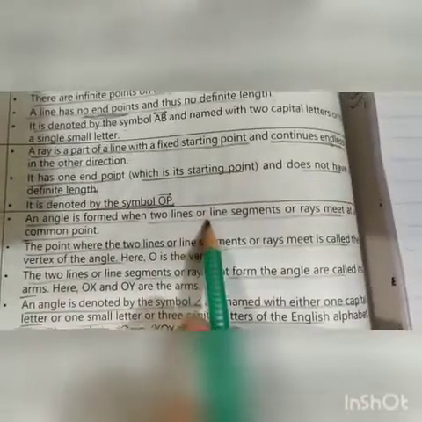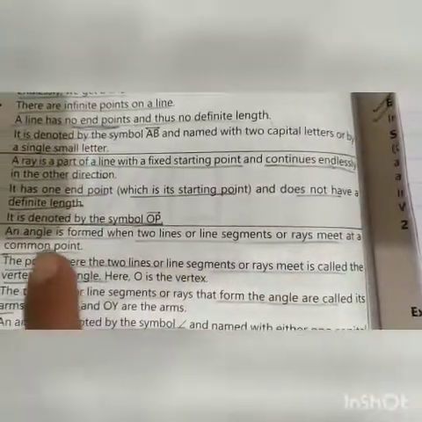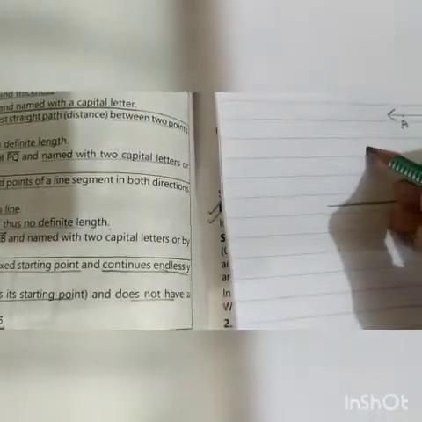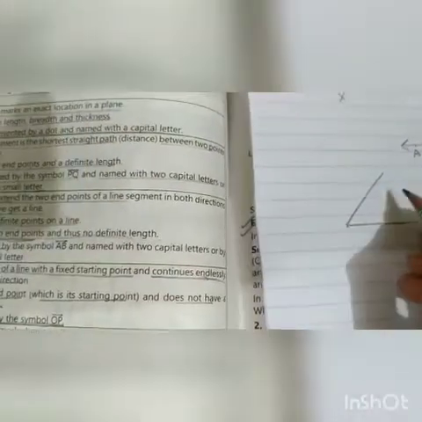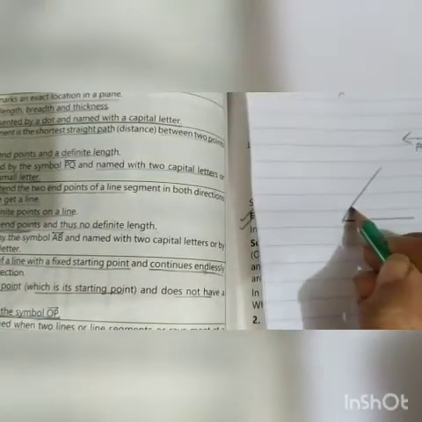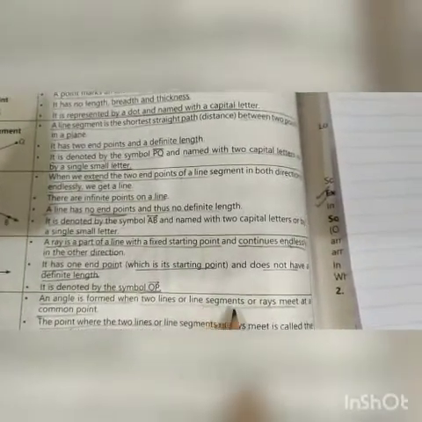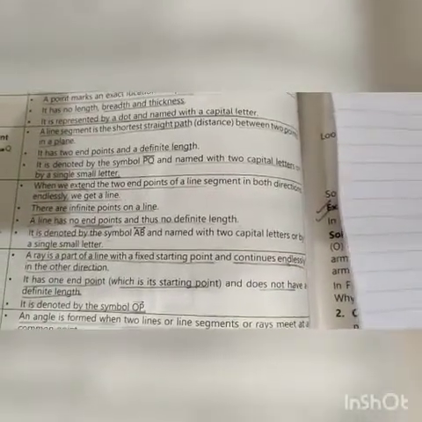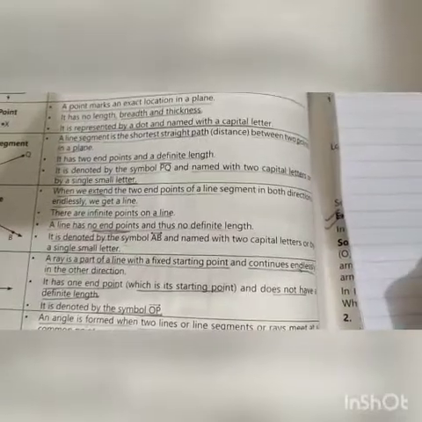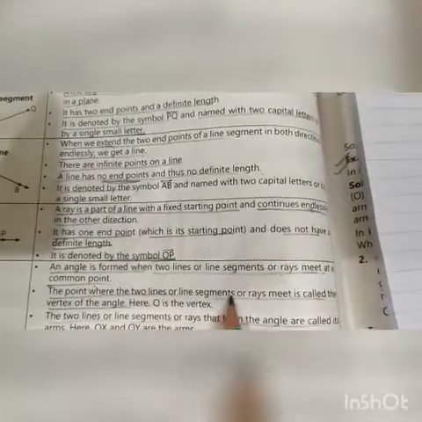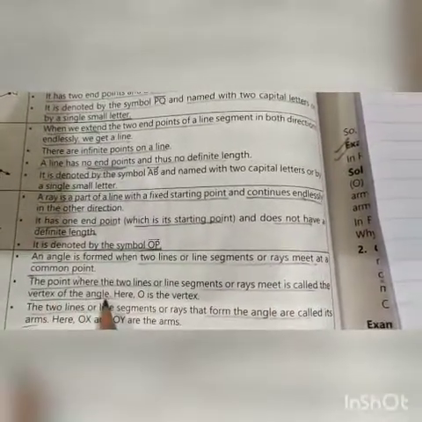Now come to angle. An angle is formed when two lines or line segments or rays meet at a common point. Suppose this is a line segment and this is a line segment, and these two line segments meet at this point. Then an angle is formed. If we put an arrow here, then it becomes two rays. Clear?